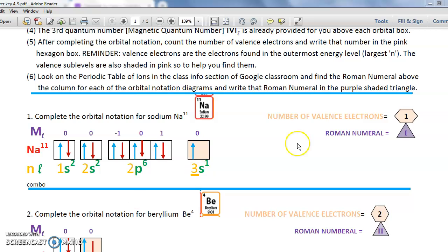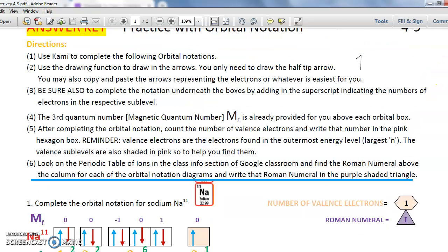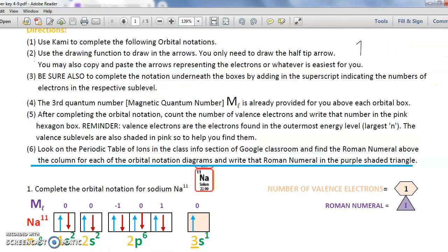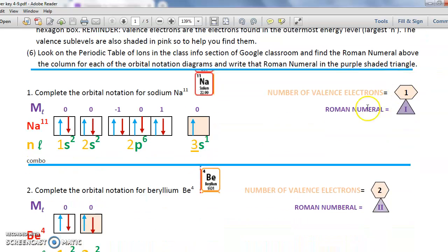It is huge that you understand how to do these orbital notations correctly. So many of the things that we'll be doing for the remainder of this year, really your entire understanding of Chemistry 1, will relate to your ability to do orbital notations correctly. So much of the other things we do come from this very fundamental aspect of chemistry.